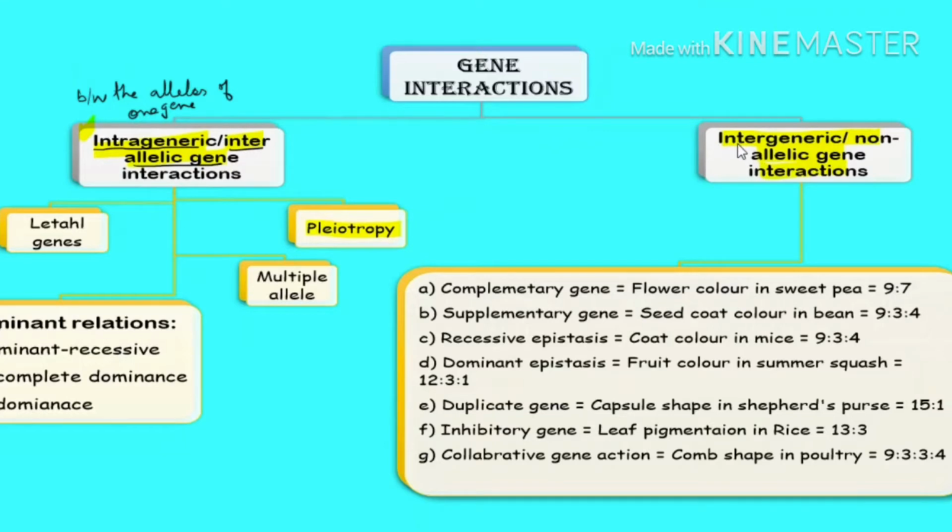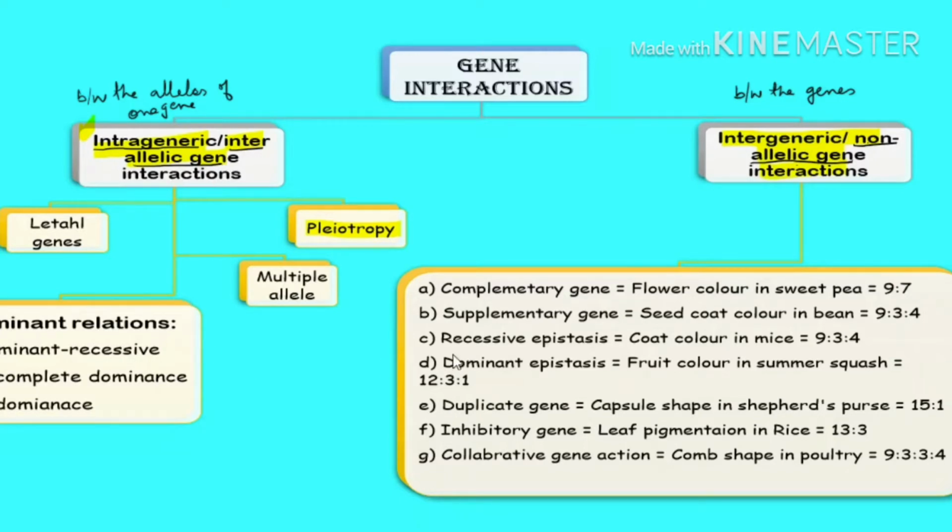Another is intergeneric interaction. It occurs between the genes. As a result, it is non-allelic gene interaction. They are not alleles, but still interaction is going on. So we discuss it as non-allelic gene interaction.